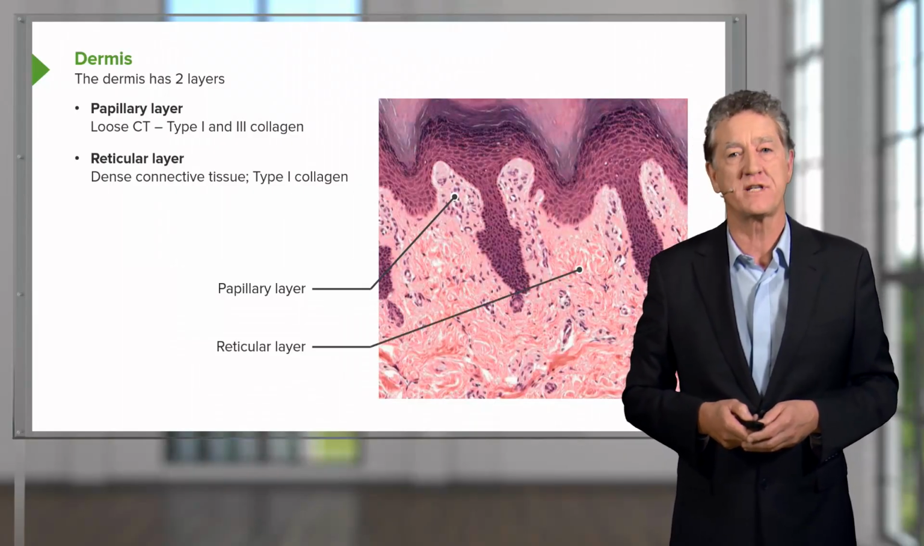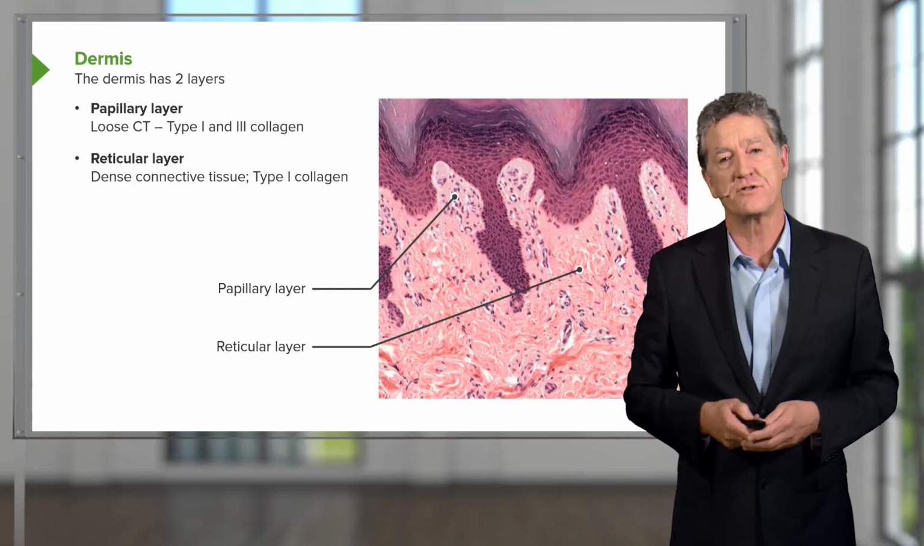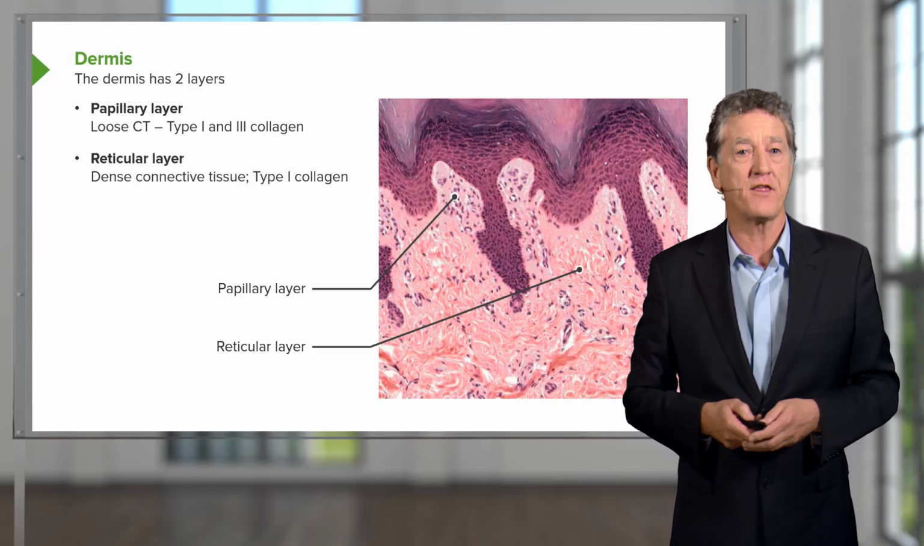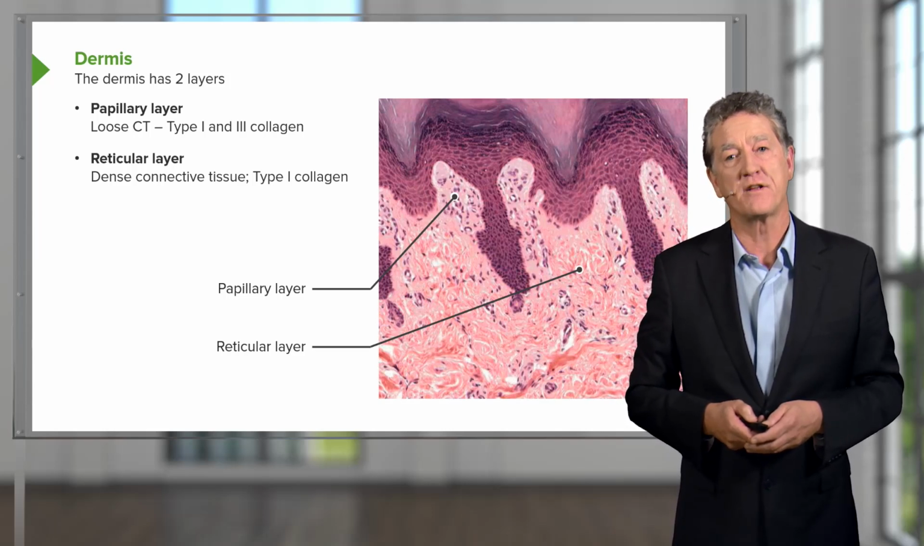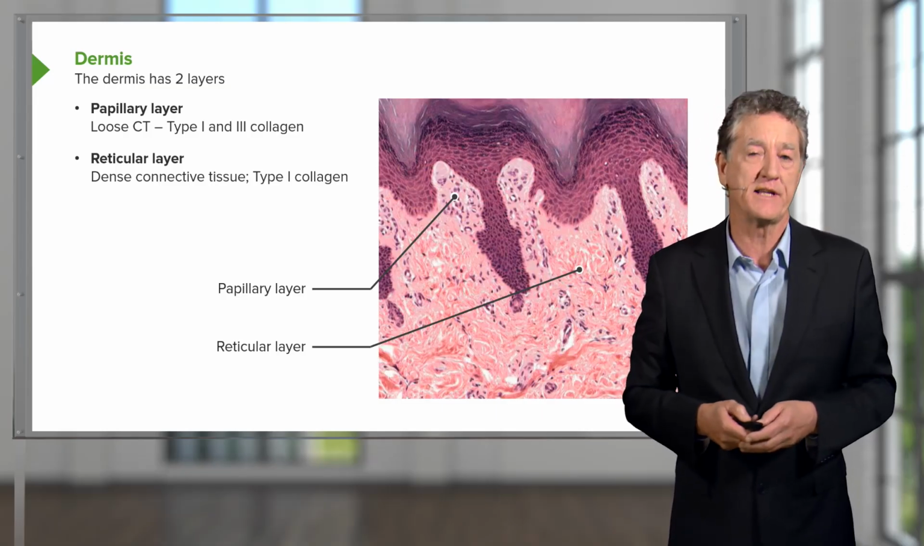Underlying that is the reticular layer, and you can see it's a lot denser. The collagen fibres there are arranged very differently. They're thick collagen fibres. They make up that very thick reticular layer of the dermis and give strength to the dermis and therefore strength to the epithelium.